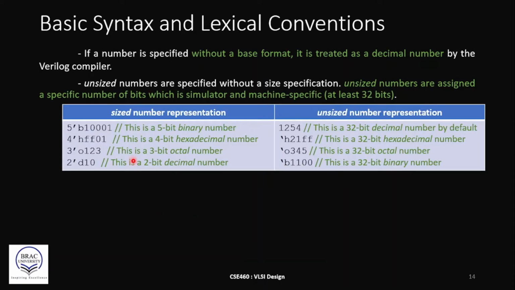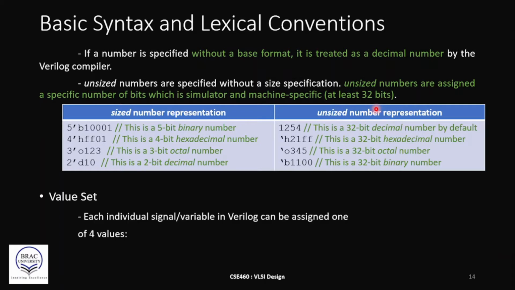The left column of this table shows a few examples of sized number representations. The right column, however, shows the examples of unsized number representations. You can see here that unsized numbers do not come with a proper size specification. Although the size is machine specific, it should be at least 32 bits.